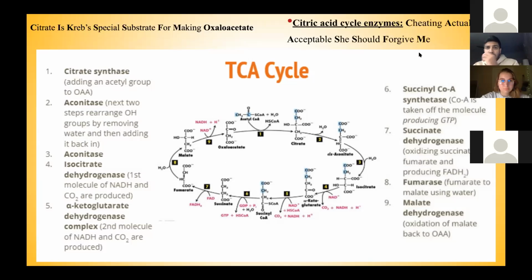continue the cycle. And a good mnemonic for the citric acid cycle enzymes is "cheating actually is acceptable, she should forgive me." This is just another weird mnemonic that I found on the internet. If you want to use that for the enzymes, you can.